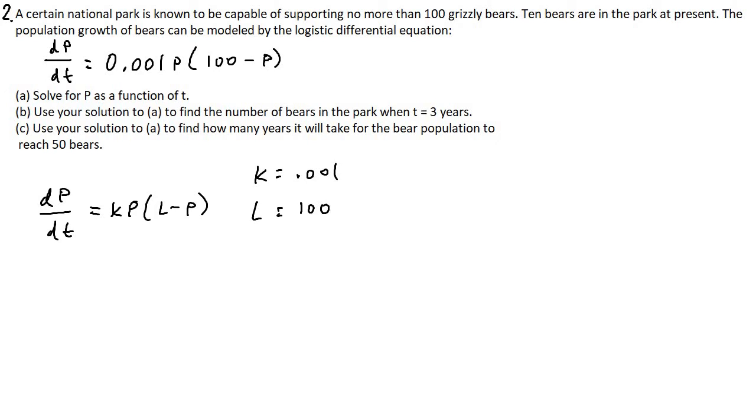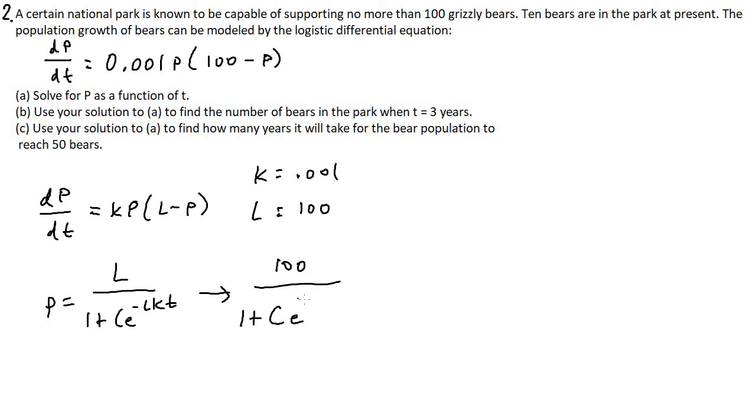And the carrying capacity L is 100. Solving for p as a function of t, we're going to use our standard y equals equation, in this case p equals L over (1 + C times e to the negative L times k times t). Plugging in our variables, L is 100, so the carrying capacity is on top, over 1 plus C, which we'll figure out later, times e to the negative LK t. L times k gives us 0.1, so negative 0.1 times t.